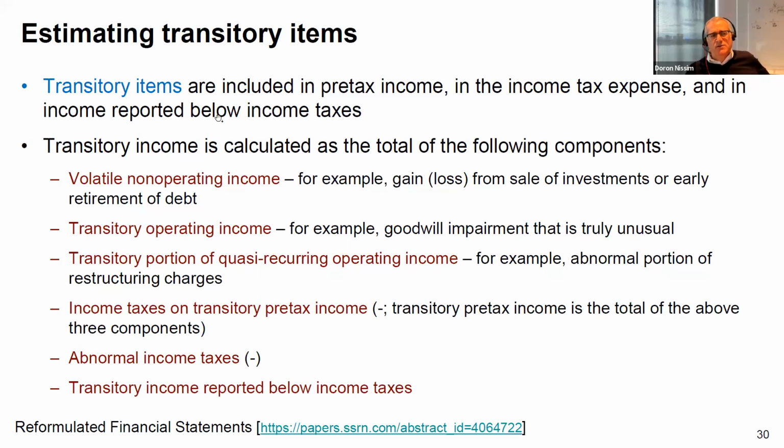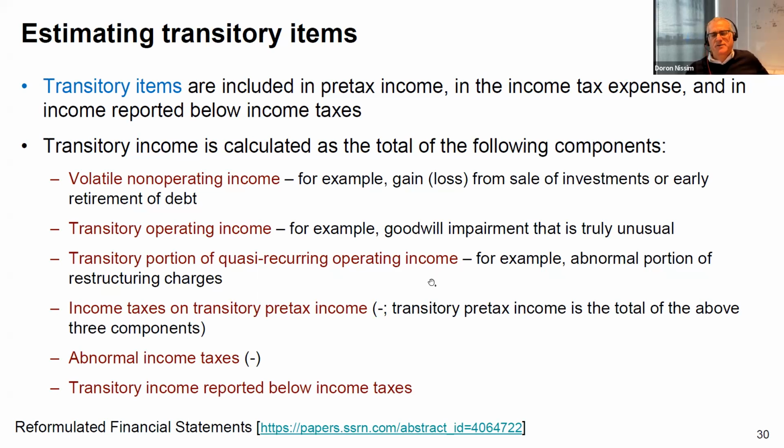The algorithm that I use for estimating transitory items basically takes you through the following steps. So I basically say there are 6 types of components that you have to consider as transitory. So you have volatile, and I will explain each of them. Volatile non-operating income, transitory operating income.